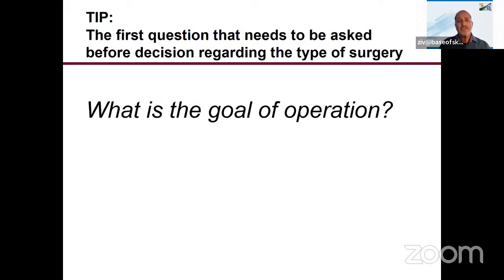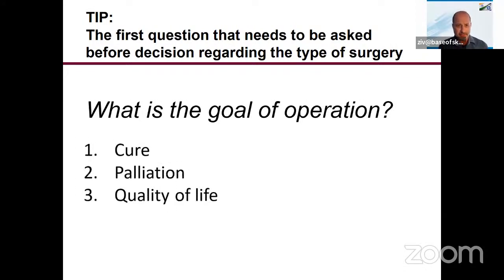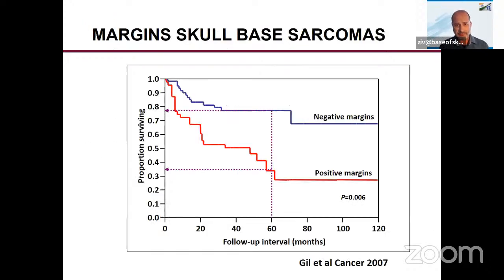So the first question that needs to be asked before deciding on the type of surgery is, what is the goal of the operation? The goal of the operation should be cure, could be cure, palliation, or quality of life.